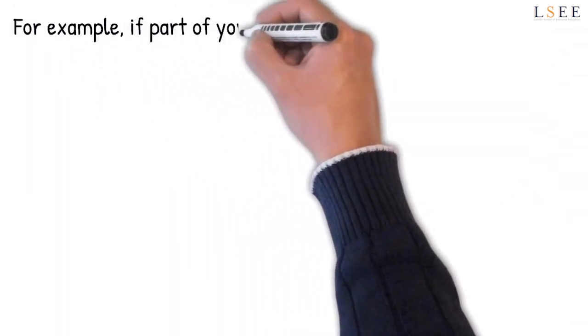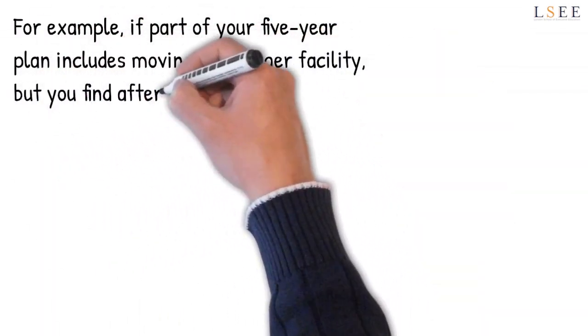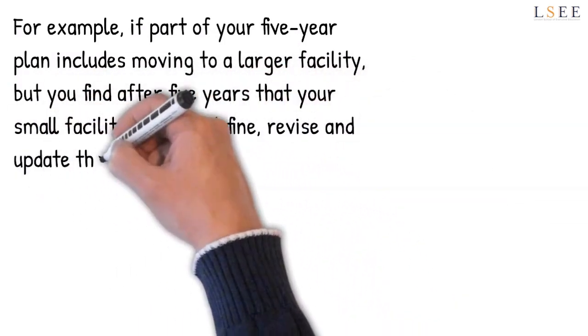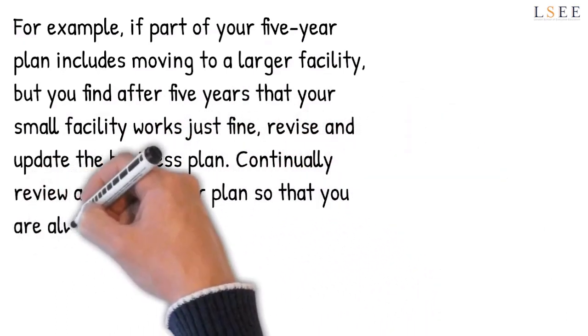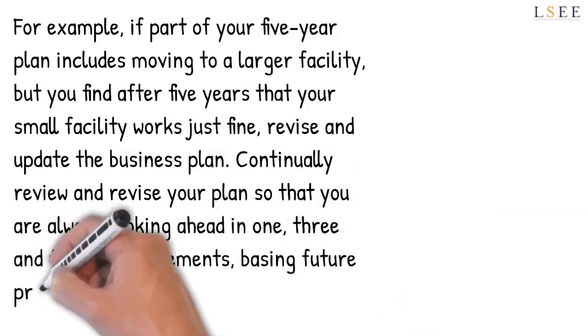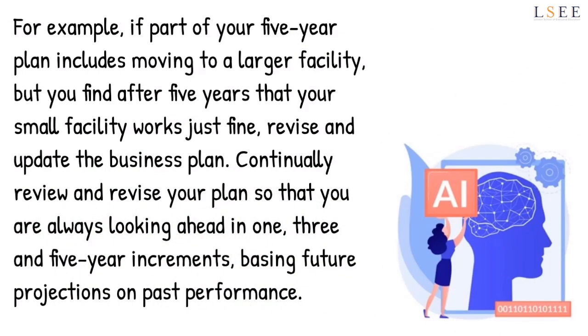For example, if part of your 5-year plan includes moving to a larger facility, but you find after 5 years that your small facility works just fine, revise and update the business plan. Continually review and revise your plan so that you are always looking ahead in 1, 3, and 5-year increments, basing future projections on past performance.